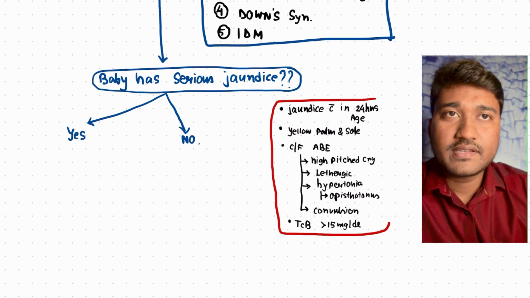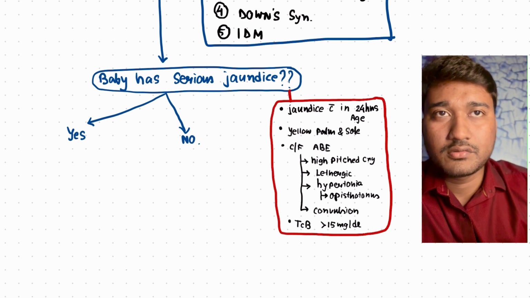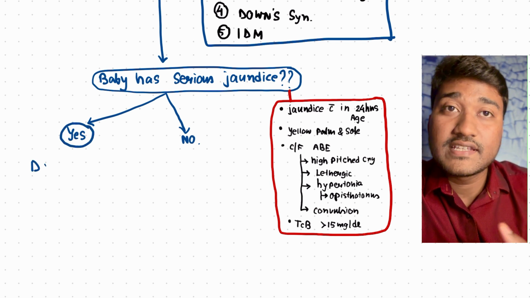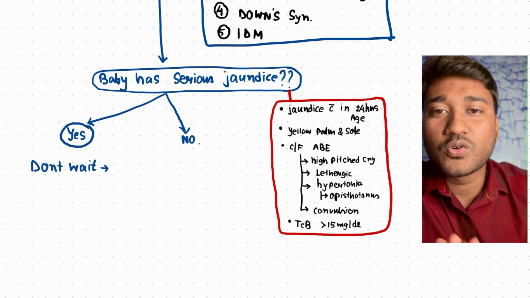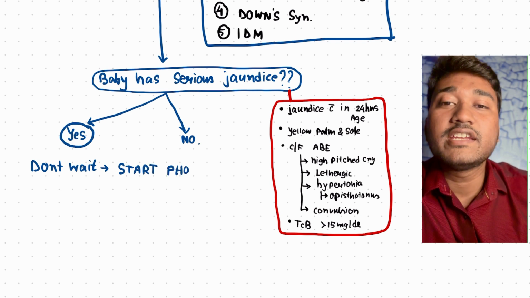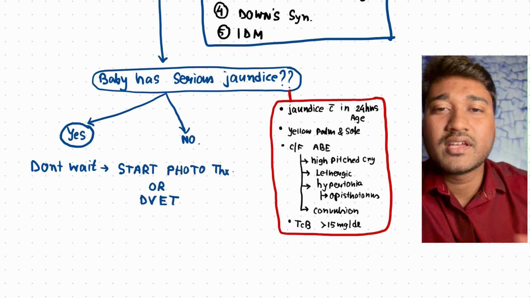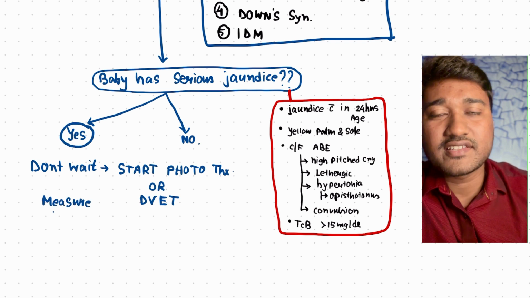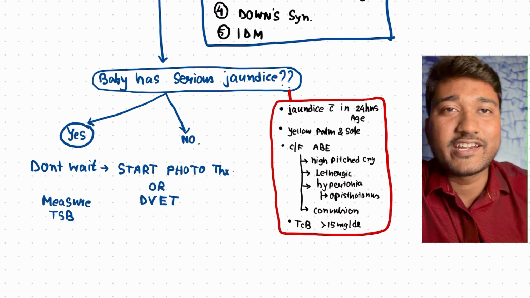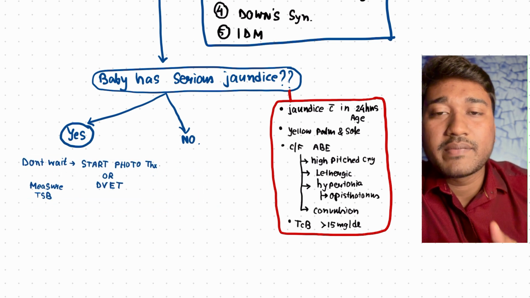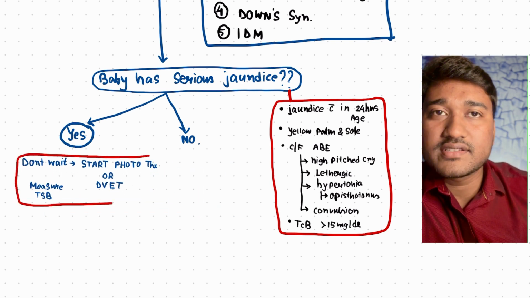So the baby is having serious jaundice, you know what we call serious jaundice. And suppose the baby is having serious jaundice, then the first step is don't wait. Start phototherapy immediately or DVT, double volume exchange transfusion, as per the requirement. Please don't worry, we will be discussing this a little later. And also you have to send the blood for measurement of TSB, that is total serum bilirubin.